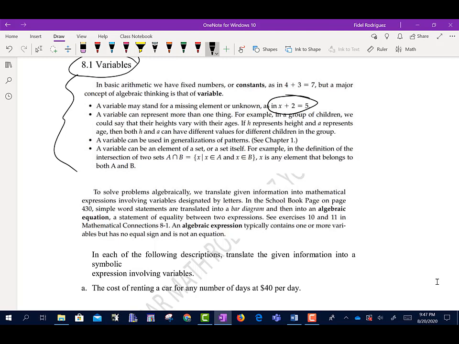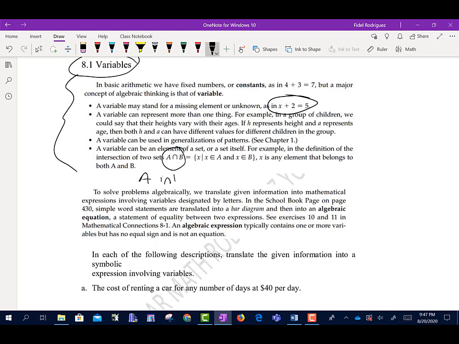For an example, in a group of children, we could say that their heights vary with their ages, so h represents a height and a represents the age. Then both h and a can have different values for different children in the group. A variable can be used in a generalization of patterns, and a variable can be an element of a set or a set itself. For example, in the definition of the intersection of two sets, A intersection B, that's how I read this.